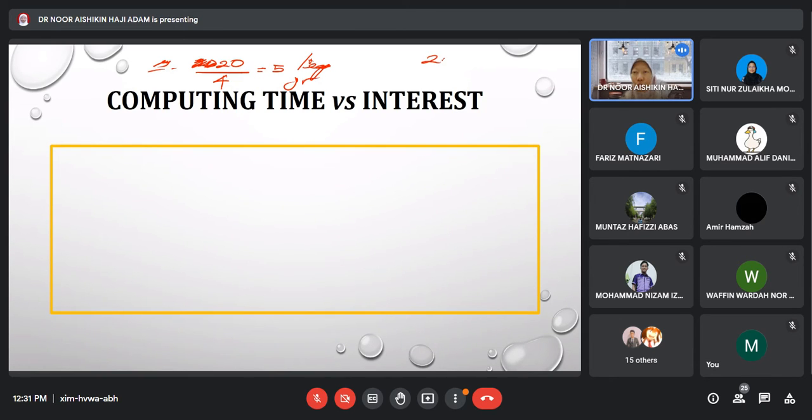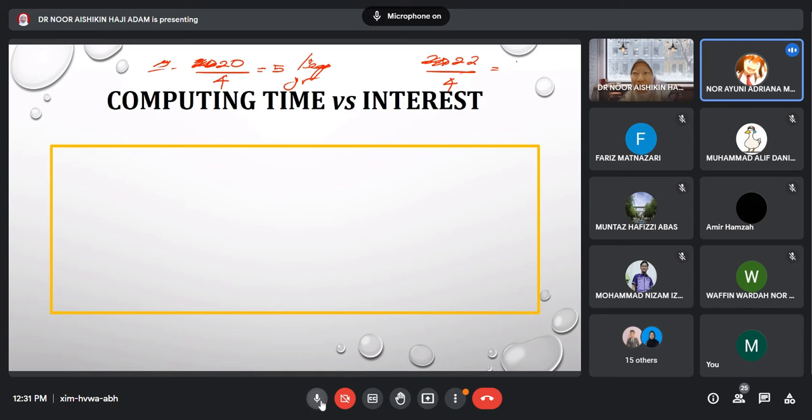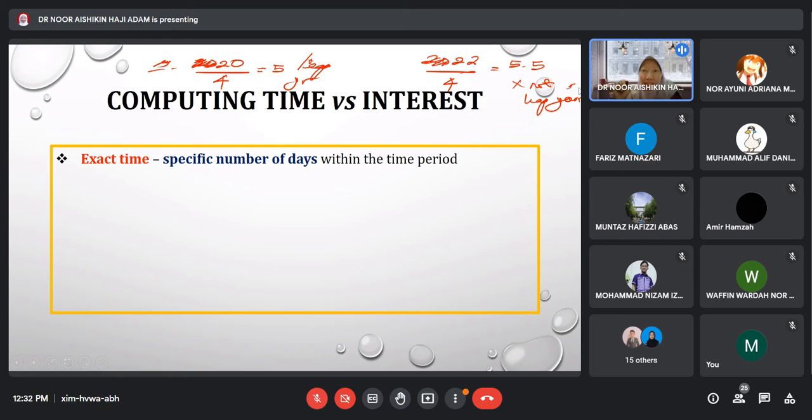What about 2022 this year? If you divide by 4 or simply 22 divided by 4, apa you dapat? 5.5, kan? So, not an integer, therefore not a leap year. So that's how you can tell.